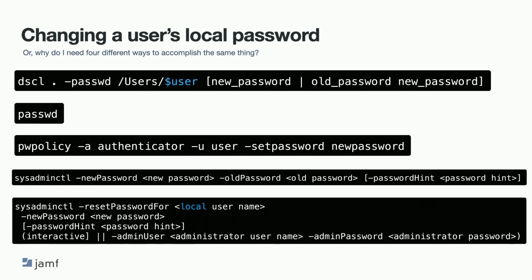So different things will happen in different contexts again. For example, the sysadminctl command up here does not work with sudo rights. You have to have the name of a local admin account on the box in order to use that to change someone else's password. But pwpolicy will work just fine. Go figure. So depending on what your context is of why you need to change that user's password, there's different options for different things. Fun times.